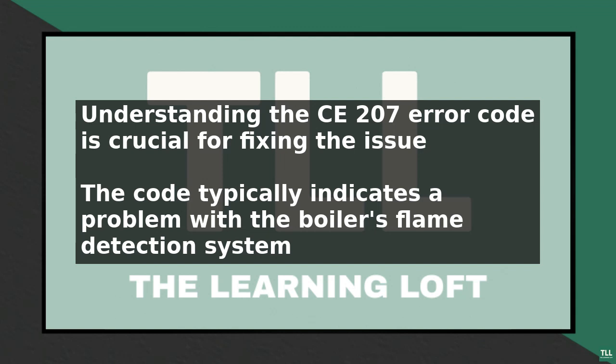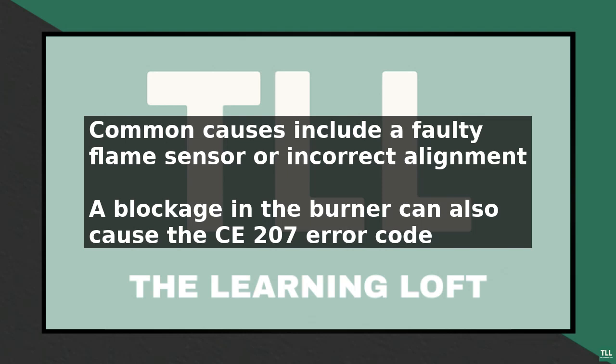First, let's discuss the causes of this error code. The most common causes include a faulty flame sensor, incorrect flame sensor alignment, or a blockage in the burner. The flame sensor is responsible for detecting the flame in the burner, and if it is faulty or not aligned correctly, the boiler will not operate.